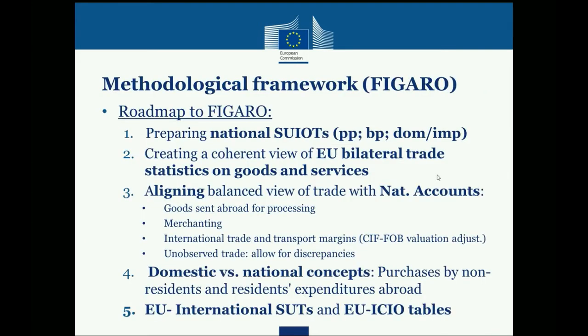Therefore, the FIGARO project has worked to prepare all necessary national supply use and input output tables at basic and purchaser prices with a distinction between domestic and import uses. A combination of UN Comtrade and COMEX databases for merchandise trade has made it possible to disentangle the trade flows among exports, quasi-transit trade, and domestic exports, being facilitated by a previously balanced view of trade, with trade asymmetries removed, according to an approach which is very similar to that of the OECD.